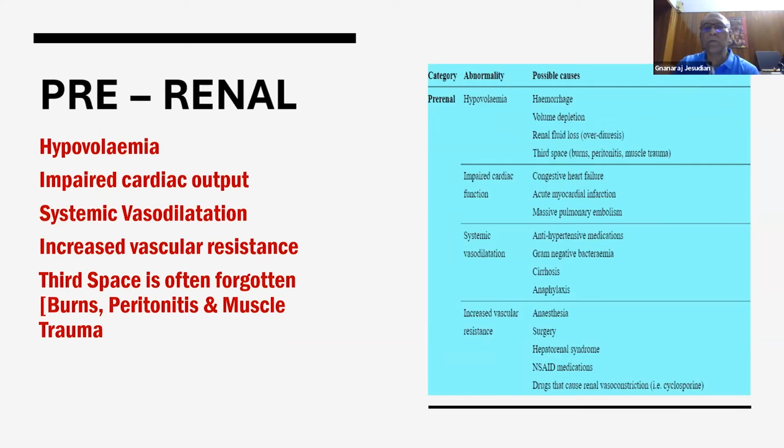So one of them, hypovolemia, less volume of blood, can also contribute to this severe vasoconstriction. One of the often forgotten causes is fluid loss, which occurs with peritonitis and burns. Same thing with the muscle trauma. Here there is systemic vasodilatation and there's not enough blood circulation going into the kidney. So all these are causes of pre-renal dysfunction.